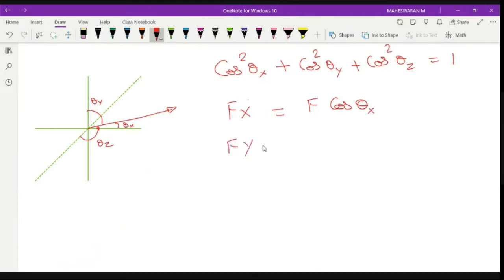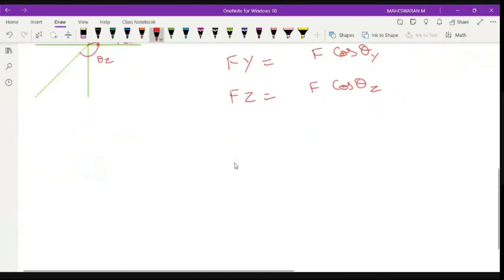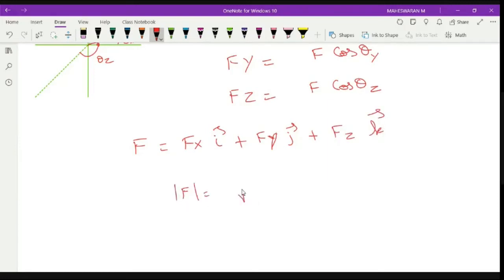So what is your Fy? Fy is F cos theta y, and Fz is F cos theta z, where F is the magnitude, right? If I have a force F, which is equal to Fx i vector plus Fy j vector plus Fz k vector, then the modulus of F, that is the magnitude, is nothing but root of Fx square plus Fy square plus Fz square, right?